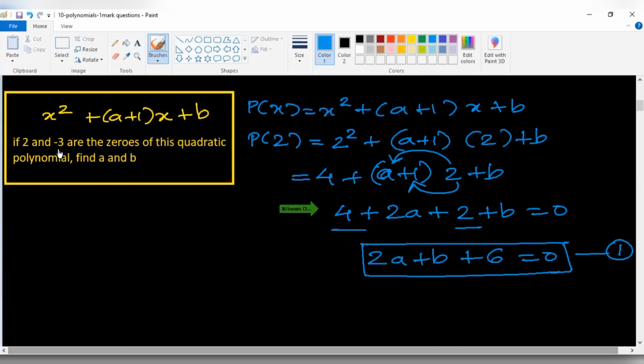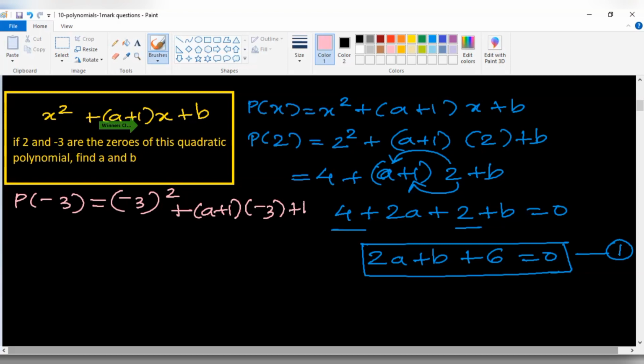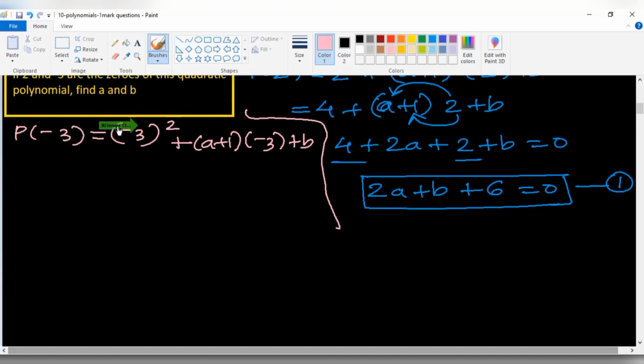Then again, it is given that p of negative 3 is also 0. So p of negative 3. That means in place of x, we have to give negative 3. So it will become minus 3 square. See here, x square became minus 3 square. Then plus a plus 1 into negative 3 plus b. Right? And this is also 0. That means negative 3 square, minus 3 into minus 3, positive 9. So it is 9 plus negative 3 into a plus 1 plus b equal to 0. Because p of negative 3 is equal to 0, because my negative 3 is also a 0 of the polynomial.